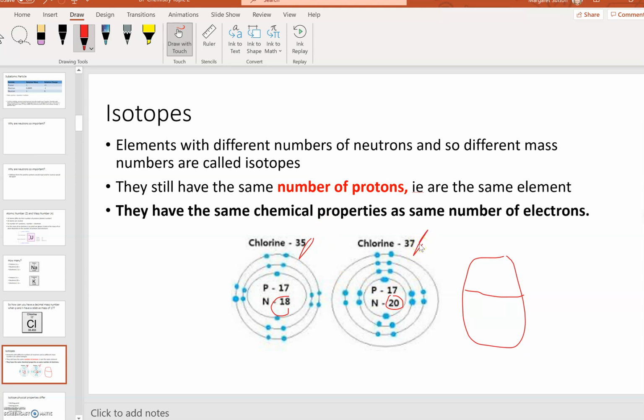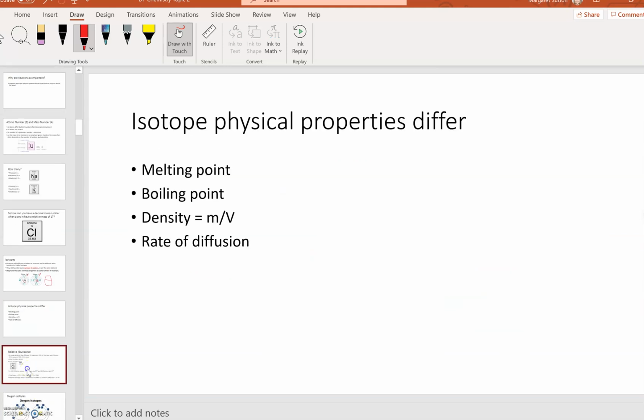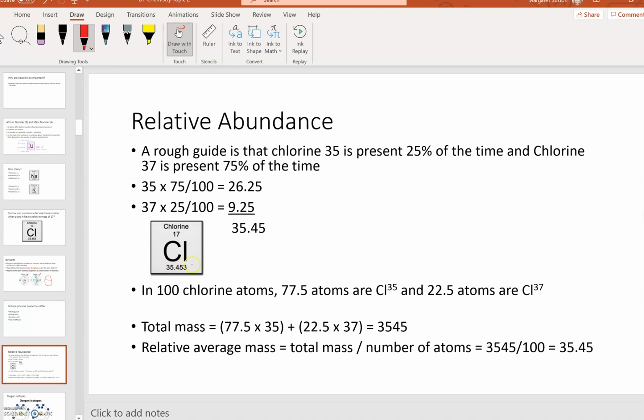So that's if we sample just a random sample, and if we kept doing that, that would be the same occurrence that we get. So if we know the relative abundance, what's really important is we can then calculate what this number should be, which is a relative abundance based on how abundant those two isotopes are. So if chlorine 35 is present 75% of the time, if we do 35 times 75 over 100, you get 26.25, and chlorine 37 was present 25% of the time, so that's 9.25, and if you add those together, you get 35.45. So that's how that value here on your periodic table has come about.